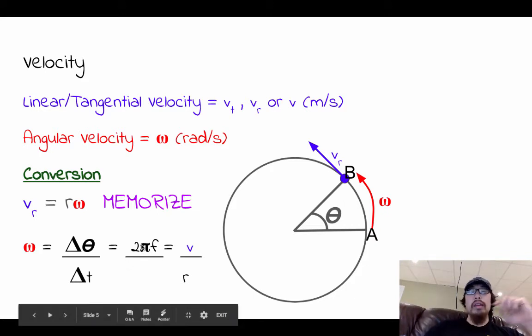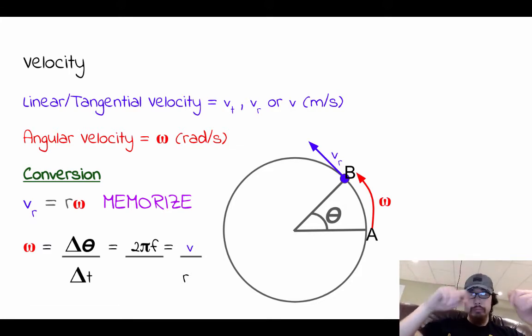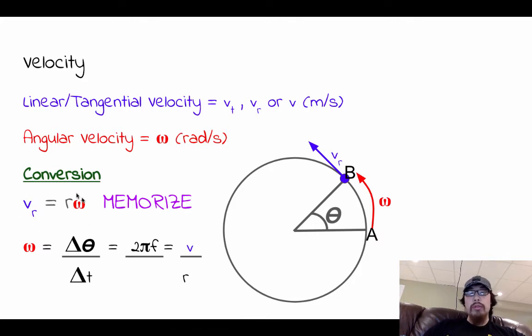And this 2 pi is one full circle, and f is the frequency, how often it goes around 360 degrees, or 2 pi. Right. And this v divided by r is just a rewritten version of v equals r omega. If we divide r by both sides, we get omega.